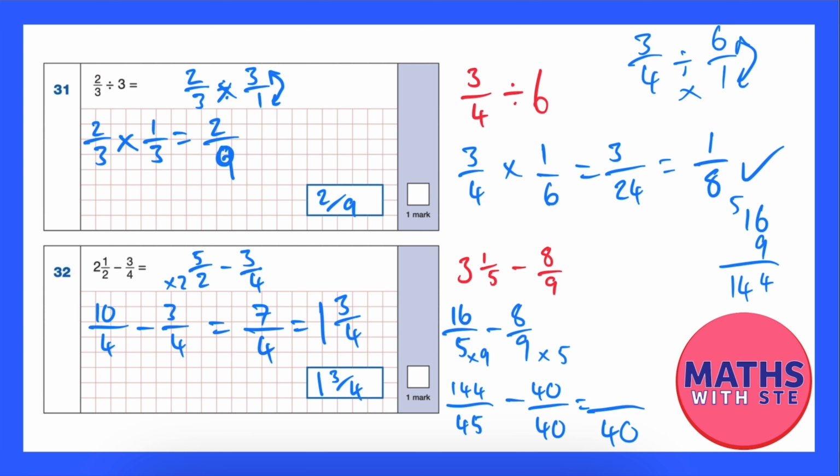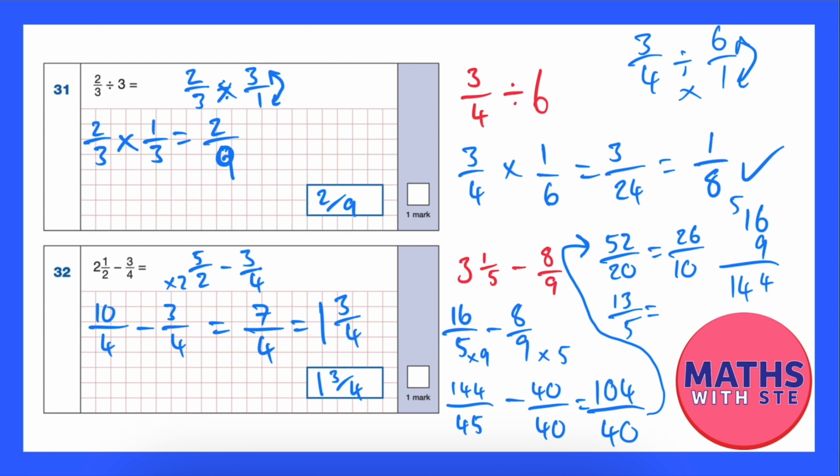144 take away 40 is going to give me 104. That can be simplified. If I divide them both by 2, half of 104 is going to be 52. Half of 40 is 20, and that can be simplified, can't it? So I can go 52, half of that is going to be 26, and half of 20 is going to be 10, which can also be simplified. Wow. Okay, half of 26 is 13, and half of 10 is 5.